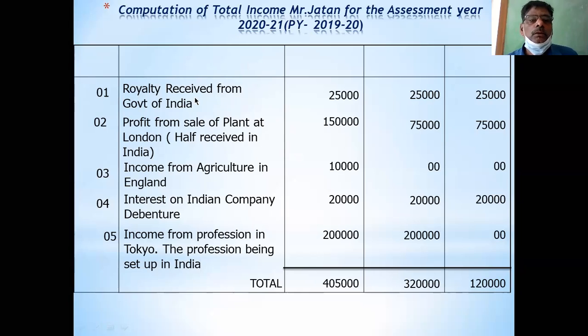In the previous class, I solved this 5 marks question, but there is a total mistake. The first column total is 4,05,000. Make the change in your solution. The total is 4,05,000. Everything is correct, but the total is the only mistake.